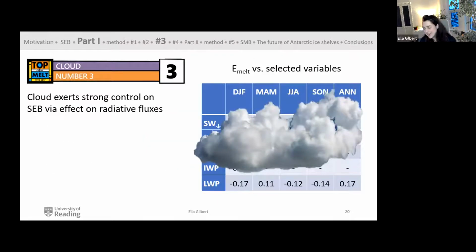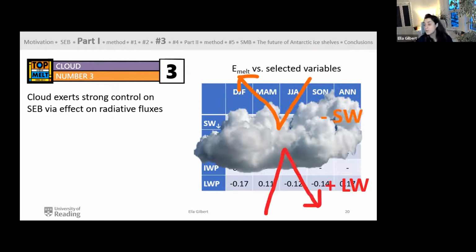Now, number three is cloud. And I mentioned earlier that cloud exerts a strong control on the surface energy balance via its effect on radiative fluxes. So cloud has the effect of reflecting incoming shortwave radiation and absorbing and re-emitting outgoing longwave radiation. So it can change the balance of fluxes.